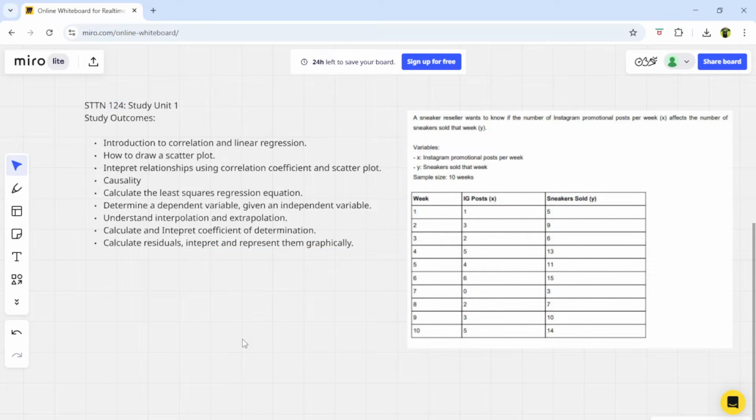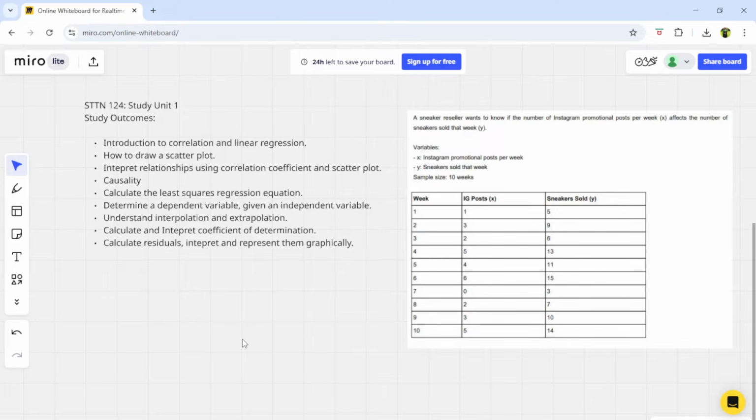Now, for the introduction, before we get to everything, we need to understand what correlation and linear regression is. Basically, this is just the relationship between two variables. It's always going to be the x variable and the y variable. We want to know how they are related, how one affects the other.